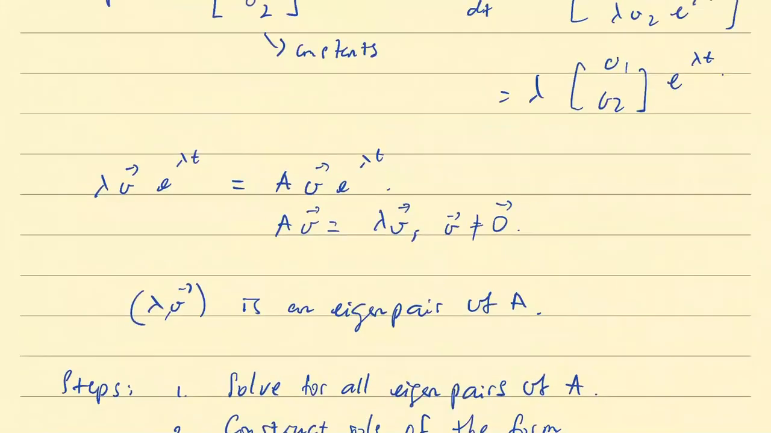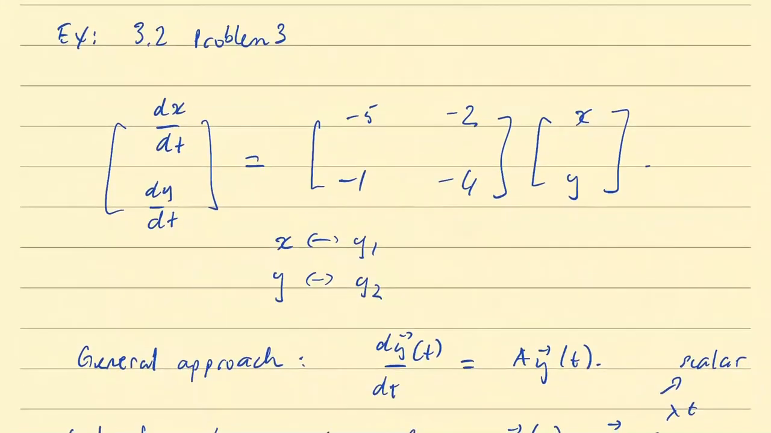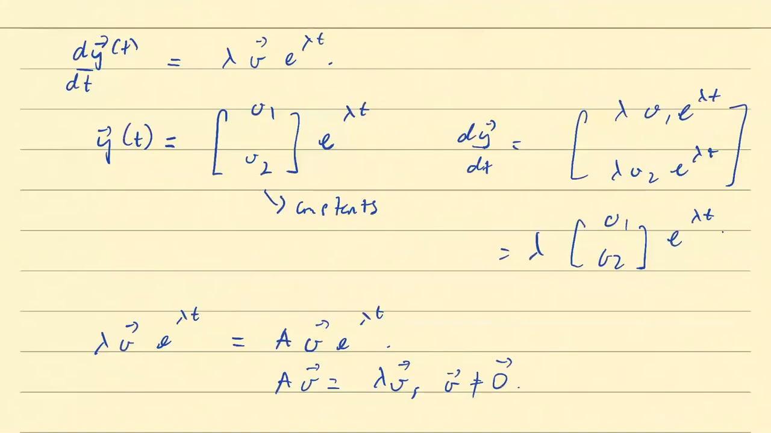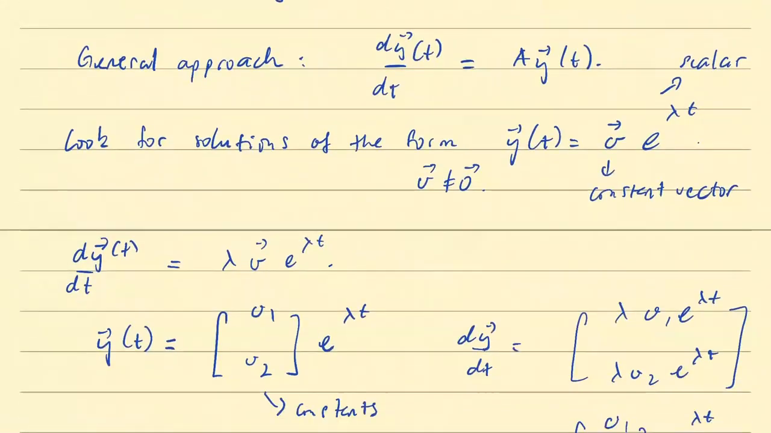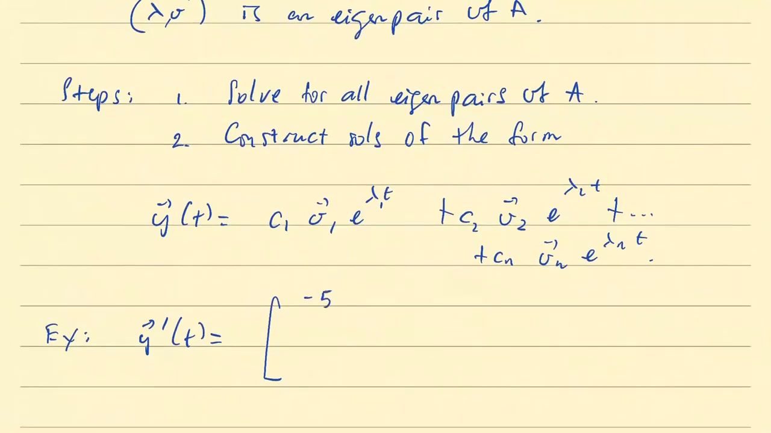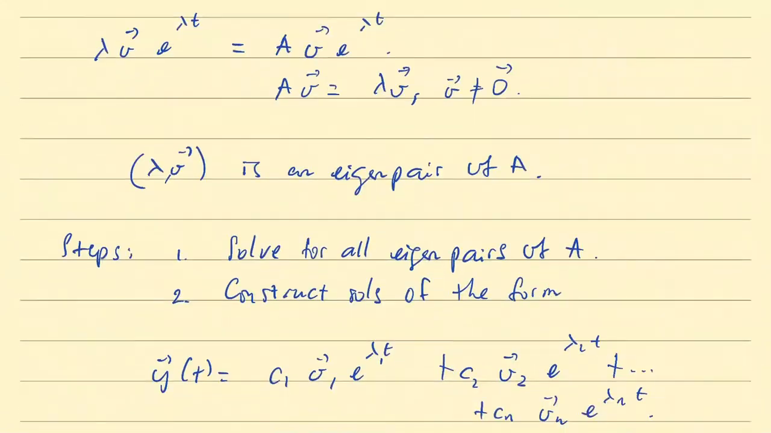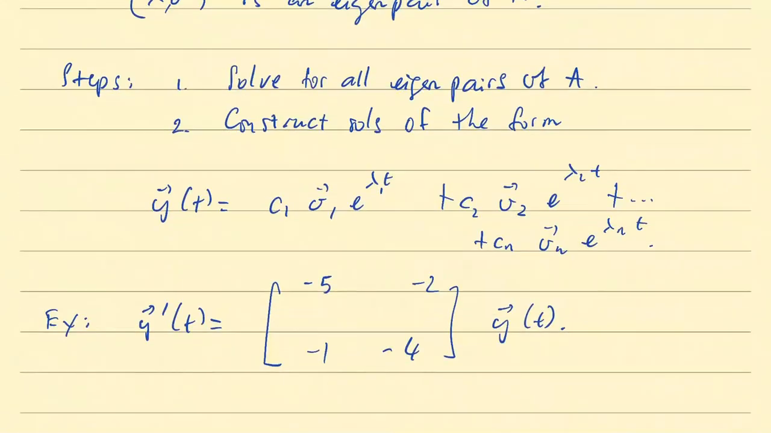So let's take a look at this example. y prime is -5, minus 2, minus 1, 4, I believe, times y. Minus 1, minus 4. Why are they all minuses? I don't understand. Might as well turn them to all pluses. Yeah, who cares?